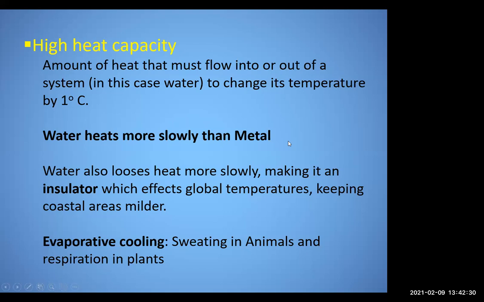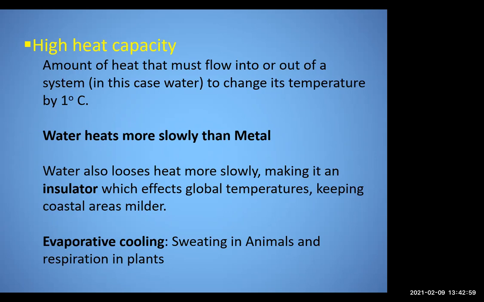Another property of water is its high heat capacity. So water actually heats more slowly than metal. Heat capacity is the amount of heat that flows into or out of a system to change its temperature by 1 degree Celsius. So water heats more slowly than metal does, and water also loses heat more slowly. So this makes water an insulator.